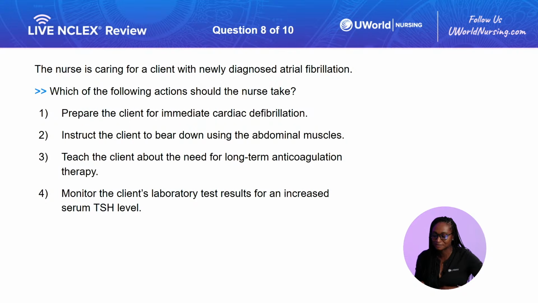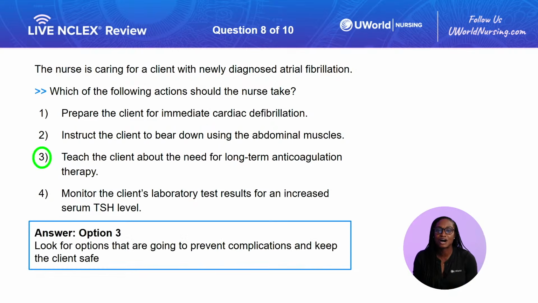Correct answer for this one is option 3. Teach the client about the need for long-term anticoagulation therapy. With atrial fibrillation, we know that the heart is creating that irregular rhythm, and that atrium quivering can cause venous stasis, which can cause blood clots to form and pool in that atrium. So we are going to teach the client that they are going to need long-term anticoagulation medication to prevent those blood clots from forming. So this would be a correct teaching point to be given. All the other options are incorrect teaching points.